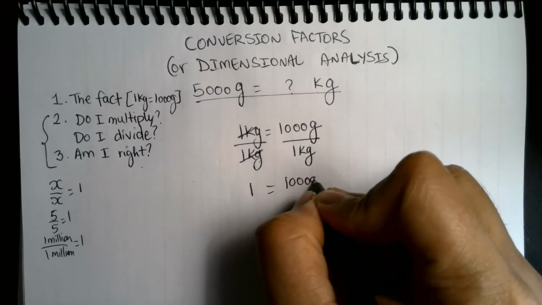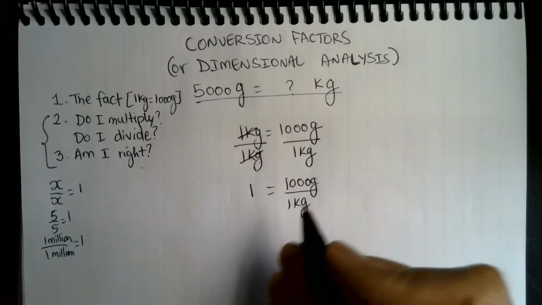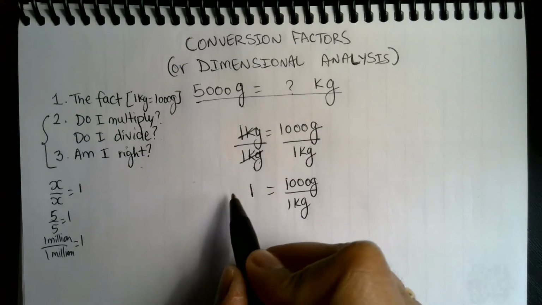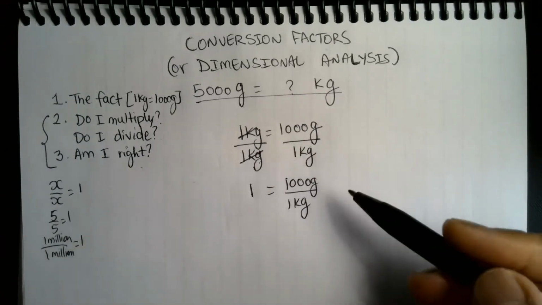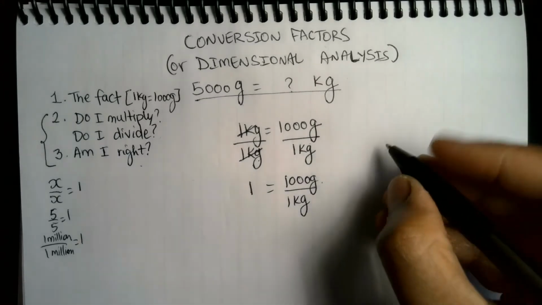The right side of that equal sign remains the same. This is our conversion factor. You'll see how this can be very useful in just a moment. Just to show you, the reciprocal of this can also be true.